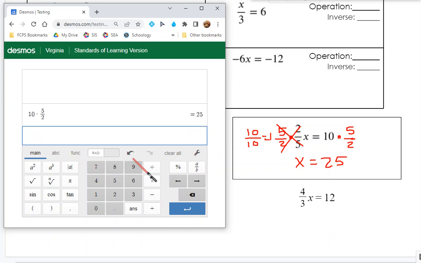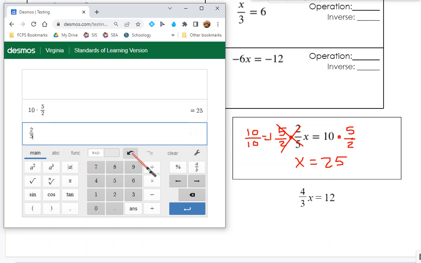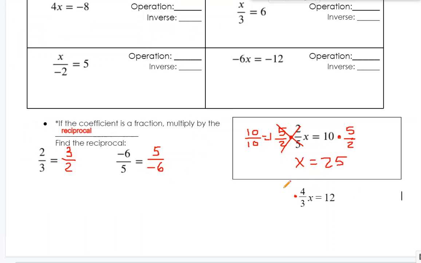And remember, you can always check your work. So if it's 2/5 x, I can write 2/5, put parentheses, and put 25, and it says it equals 10. Well, that's what I want it to equal, so I know I got it right. Okay? All right, last one. I have 4/3 x. So I need to times this by the reciprocal. So I'm going to times it by 3/4. Because 3/4 times 4/3 cancels out and gives you 1x, and that's what we want.